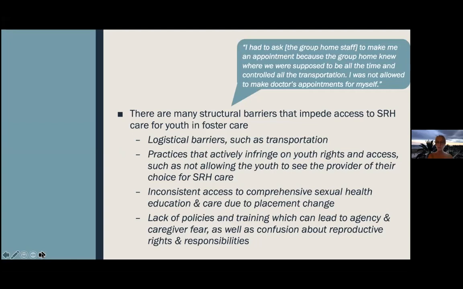There are many structural barriers that can really get in the way of sexual and reproductive health care for youth. There are logistical barriers like transportation. There are practices that really actively infringe on the youth's rights and access. For example, not allowing the youth to see the provider of their choice for their SRH care. There's inconsistent access to comprehensive sexual health education and care due to placement change, something we mentioned before. And there's often a lack of policies and training, and that can lead to agency and caregiver fear as well as confusion about what young people's rights are and what their responsibilities are and what the caregiver or agency's responsibilities are.